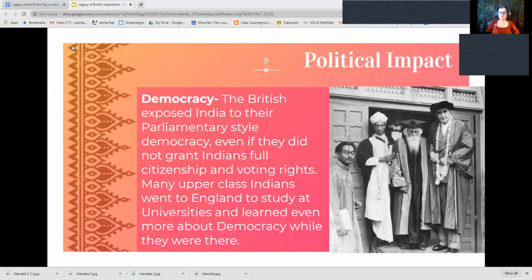And you can see from this picture some Indian professors and students at Oxford University in England. When Indian people traveled to England to study, they became even more aware of democracy and how it was supposed to work.